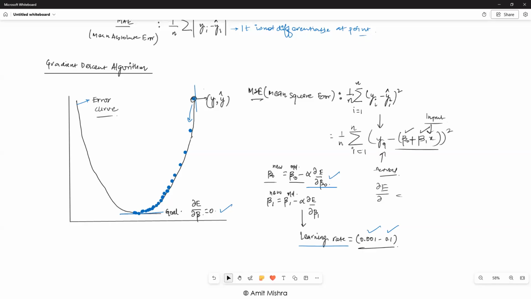Del E by del beta naught. This is known as gradient. This is the partial differentiation of error with respect to beta naught.